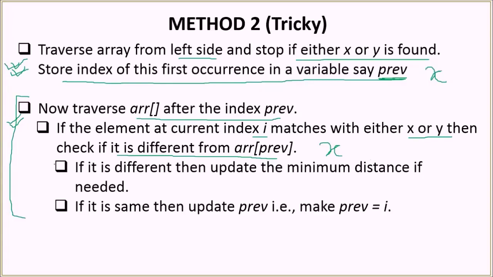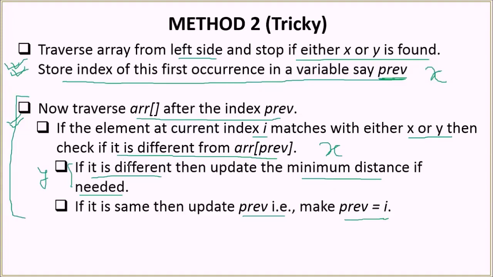If in case we find a variable y here, so that it is different, then we update the minimum distance if needed. If the minimum distance is greater than the distance which we calculate at this step, then we update the minimum distance. Otherwise, we let it remain like that. And if it is the same, we just update the previous value as prev equal to i.